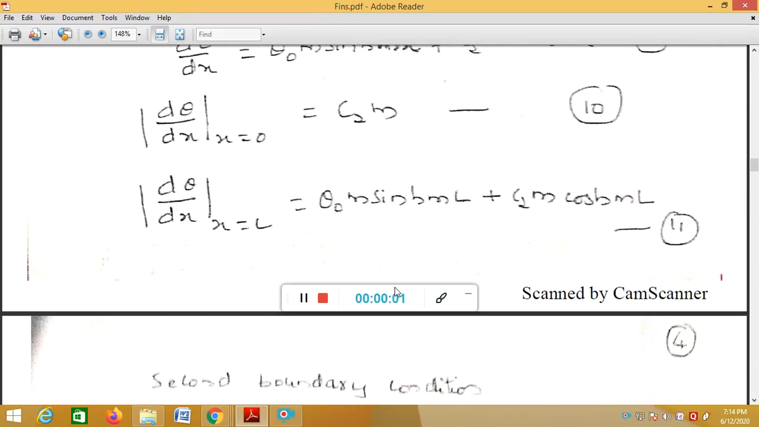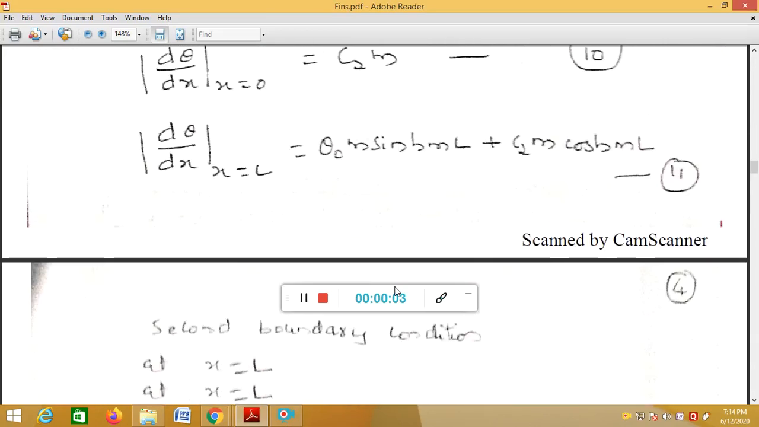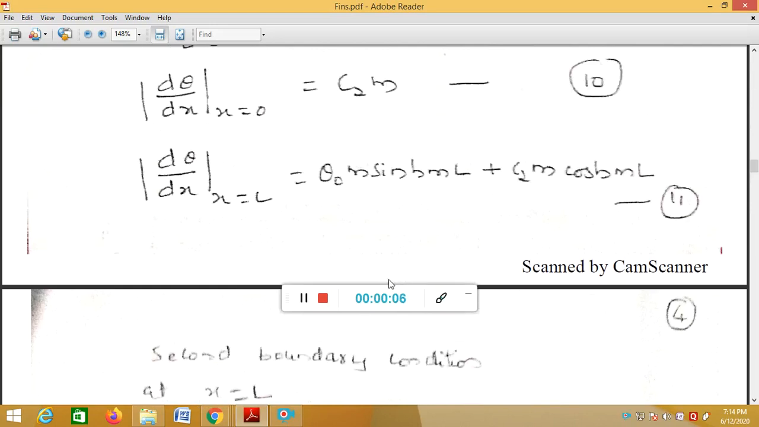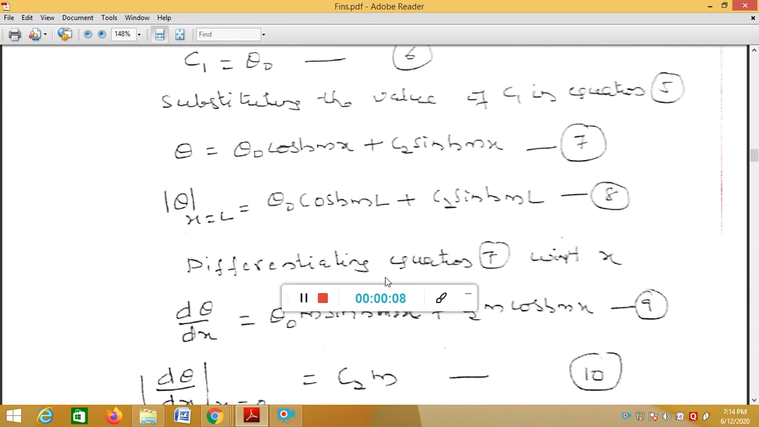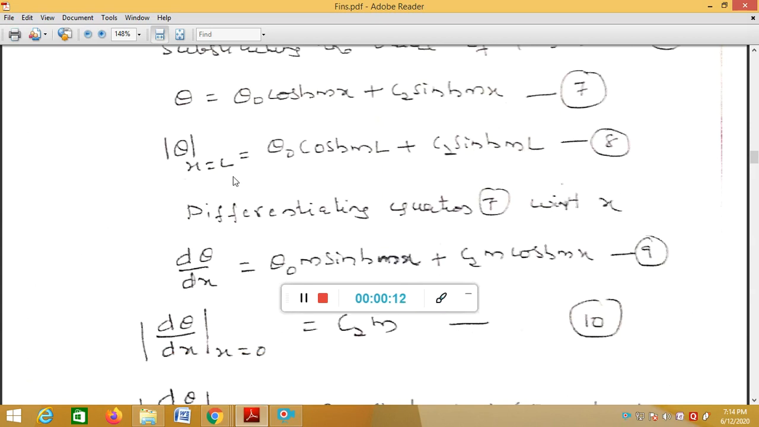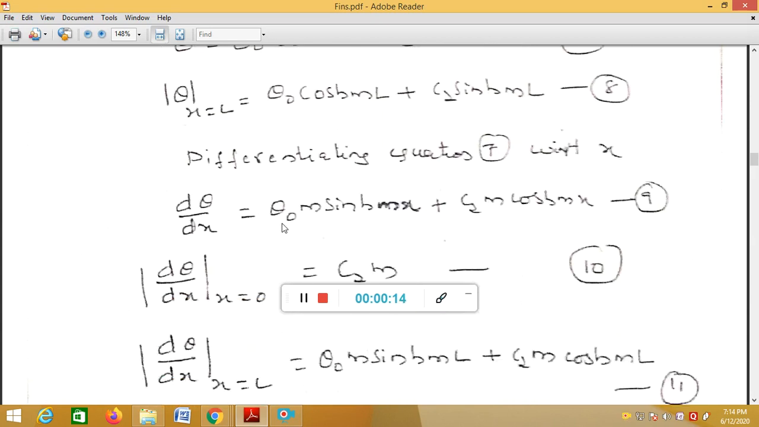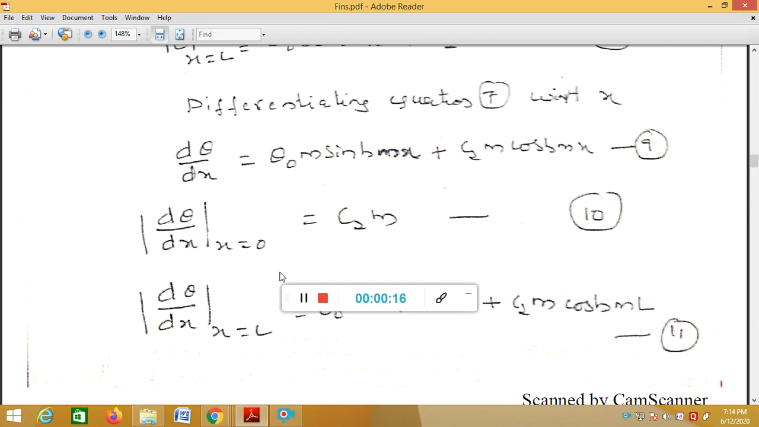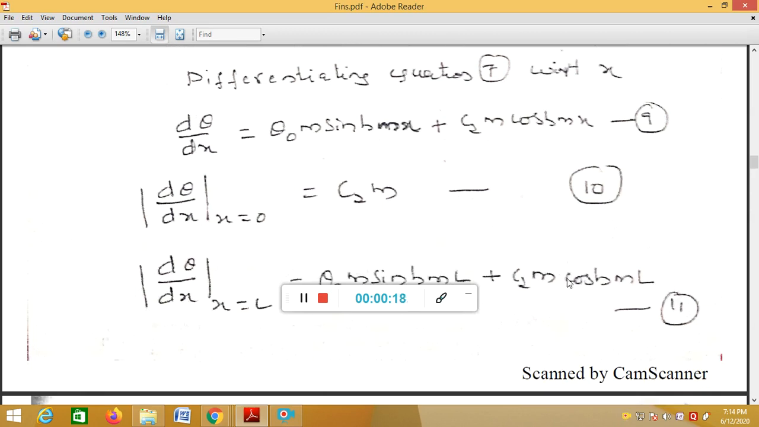Let us continue the derivations. What we got in the last class was the equation for theta, and theta at x equal to L, d theta by dx at x equal to 0, and d theta by dx at x equal to L, from equations 7 to 11.